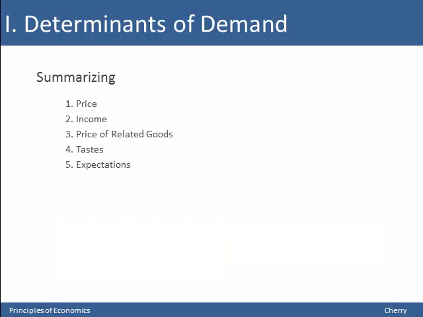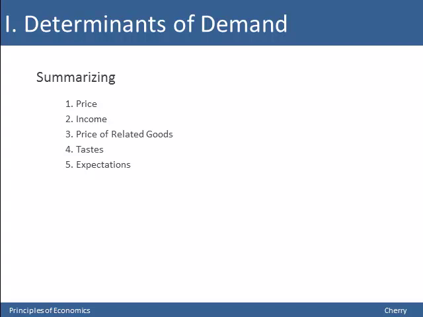All right, so let's summarize the 5 determinants of demand that we went through. Price, income, price of related goods, taste, and expectations. So there's a couple of things to remember. Price, that's related to quantity demand, not demand. All the other ones are related to demand.